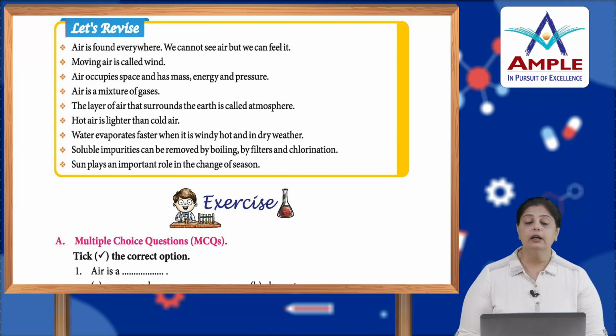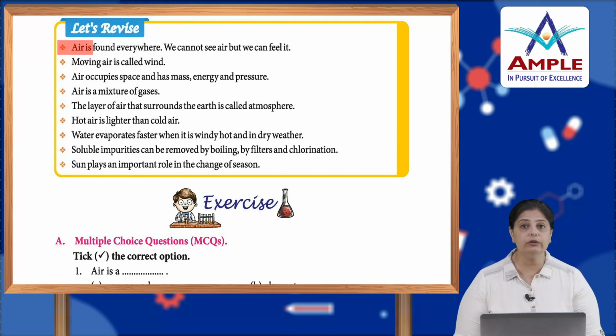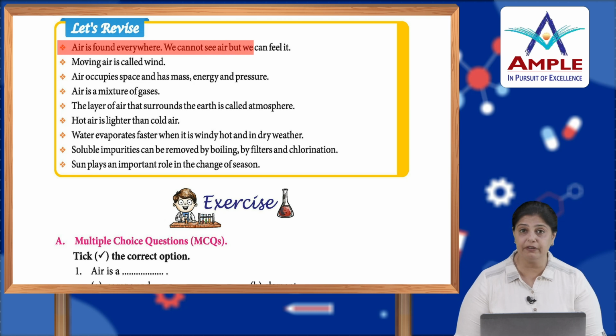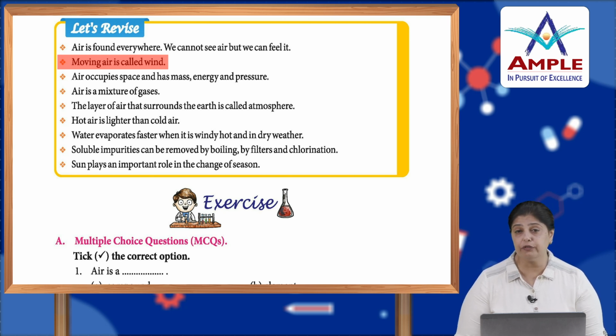Now let's revise. Air is found everywhere. We can find air everywhere. We cannot see air, but we can feel air. Moving air is called wind. Fast moving air, when the force of the wind is fast, is known as storm, and gentle moving air is breeze.